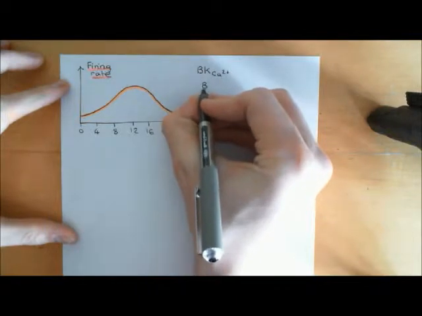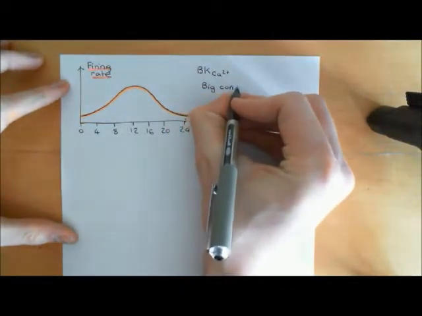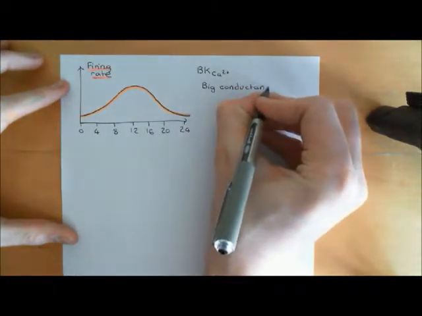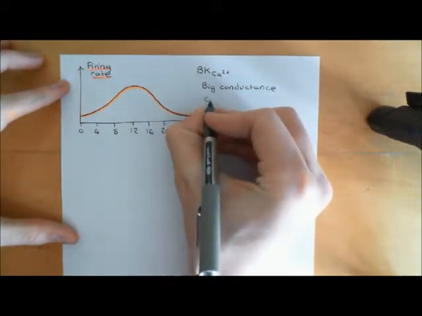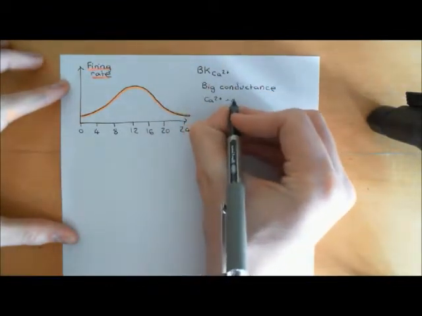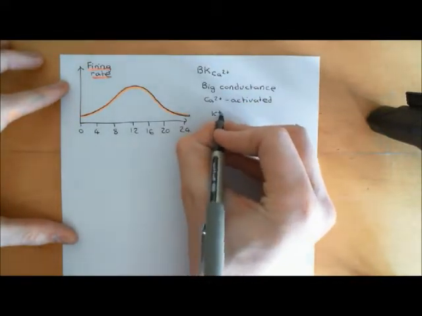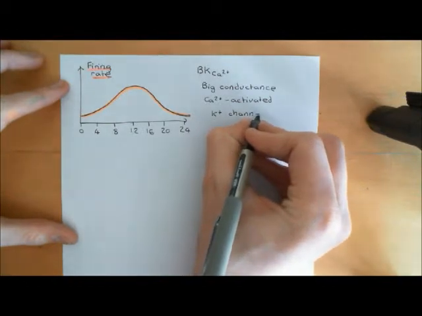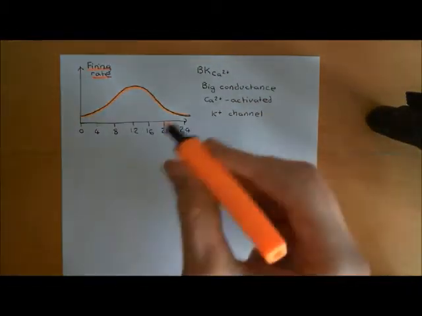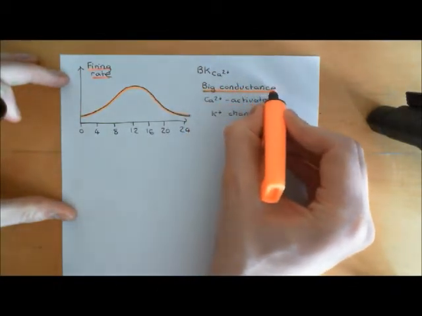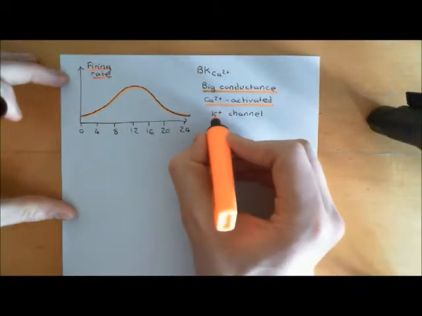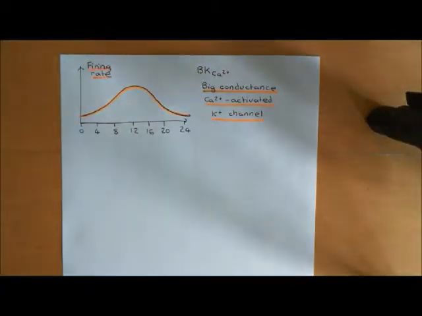So what is this? This is the big conductance calcium-activated potassium channel. The B is for big conductance, the Ca2 plus is for calcium activated, and the K is for potassium channel. Some people will just call these the big conductance potassium channels. These are potassium channels that can be opened by intracellular calcium. They can also be opened by depolarization of the electrical potential difference across the cell membrane, so really they're both calcium activated and voltage activated potassium channels.